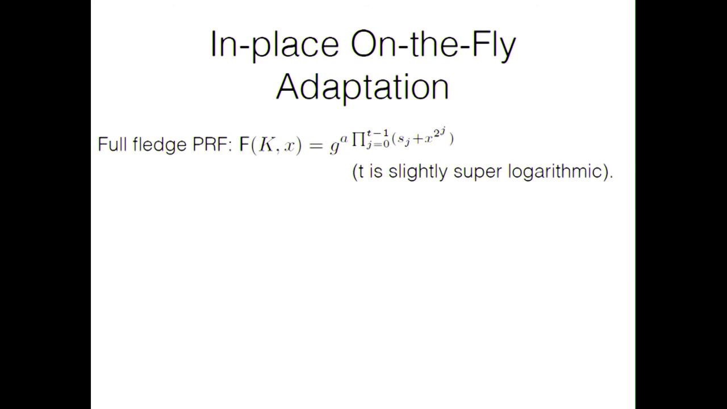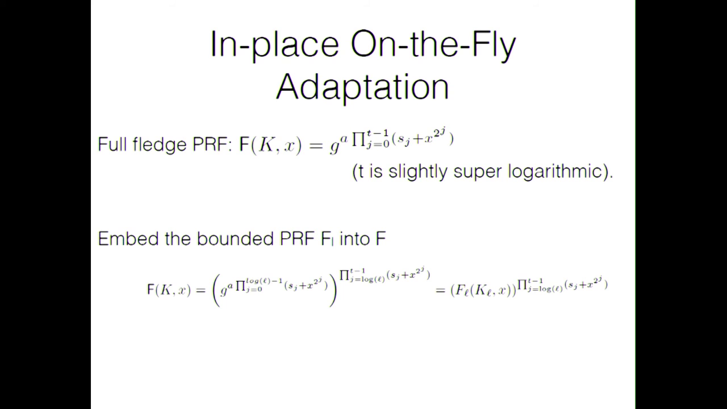The last step that we have to take is to go from the bounded PRF to the full-fledged PRF. The only thing that we do is change the product here. We are not running to 2 to the log L minus 1, but we are now running to a value that is slightly super-logarithmic.